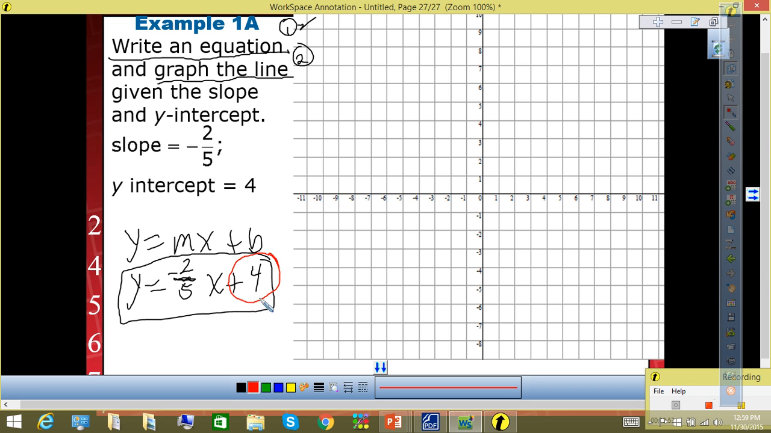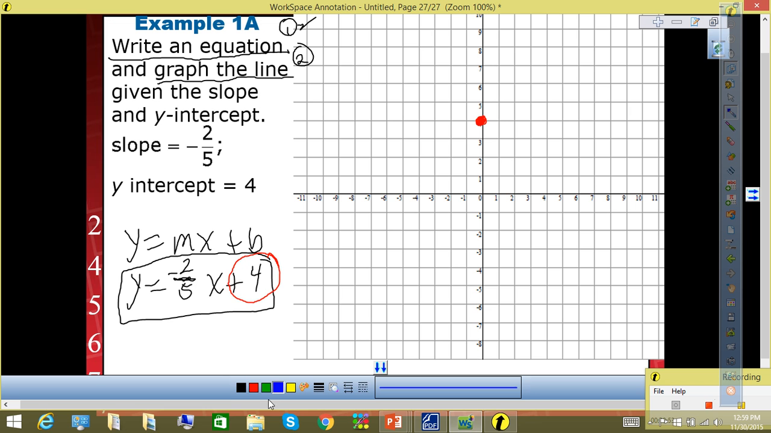4. If that's the y-intercept, can you picture it here on the graph? Yeah, it's on the y-axis, and that line's going to cross through 4. You're just paying attention, please. Does everyone understand that? All right.